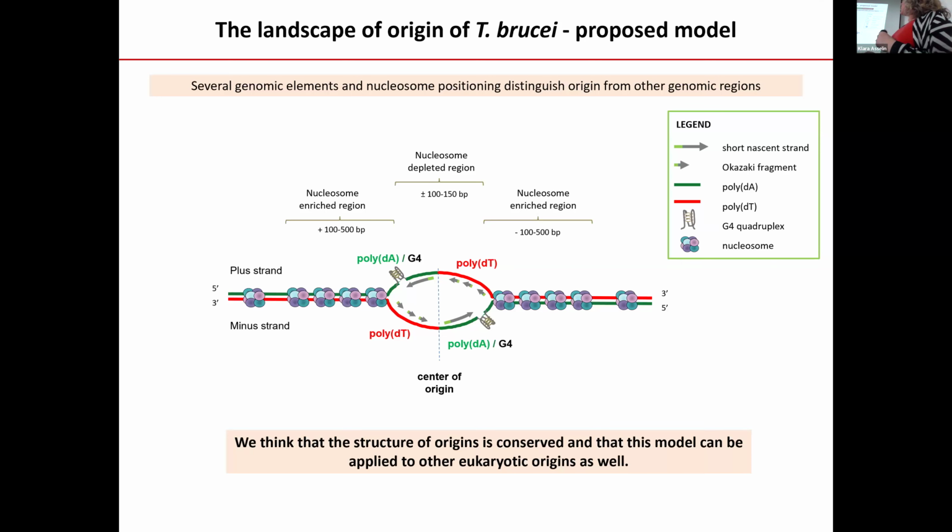So with the stranded SNS-seq, we were able to propose a model for the landscape of the origins in Trypanosoma brucei. We have a very organized situation around the origins. We have poly-A enriched regions upstream, poly-T enriched regions downstream, and within the poly-A enriched regions, we have the G4 structures upstream and downstream on the minus strand. The center of the origin is nucleosome depleted. We have this enrichment of nucleosomes next to the center of the origins. And we also have this strong association of R loops over the origins.